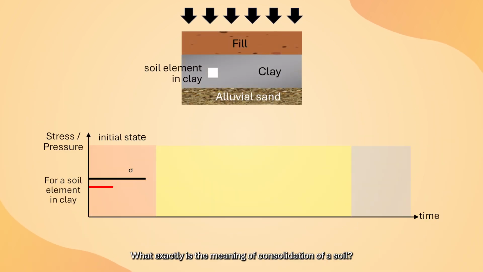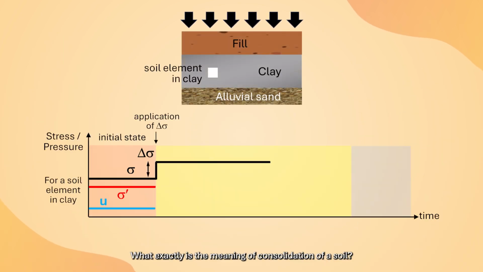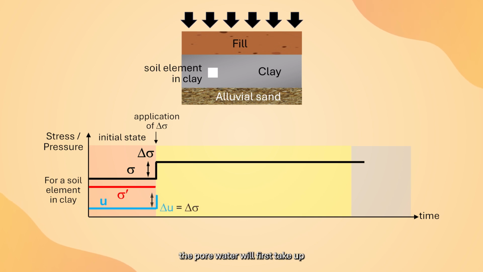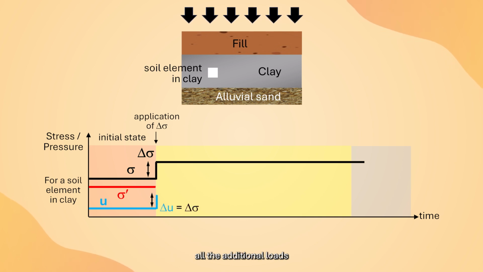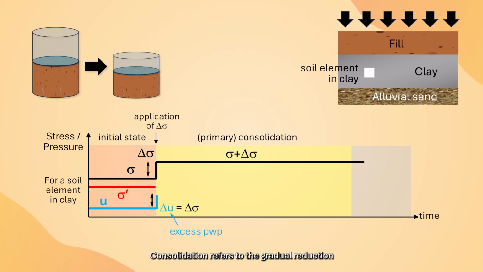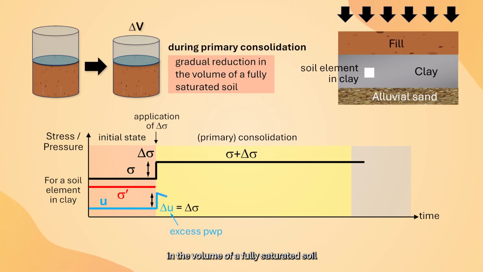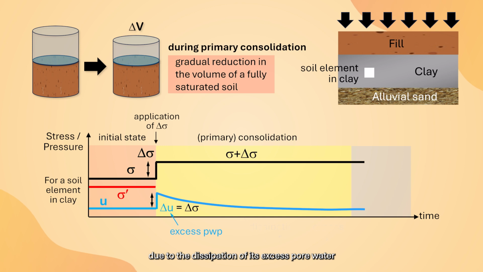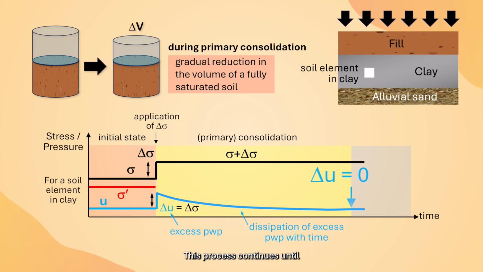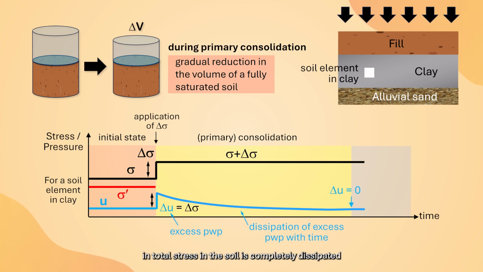What exactly is the meaning of consolidation of a soil? When a fully saturated soil is under additional applied loads, the pore water will first take up all the additional loads, which is known as excess pore water pressure. Consolidation refers to the gradual reduction in the volume of a fully saturated soil due to the dissipation of its excess pore water. This process continues until all the excess pore water pressure caused by an increase in the total stress on the soil is completely dissipated.